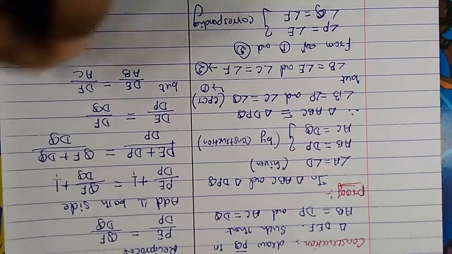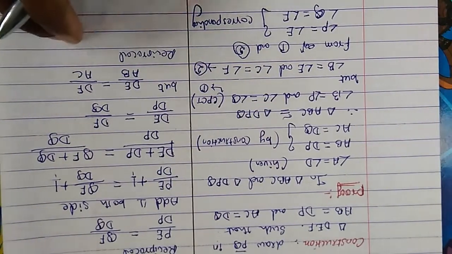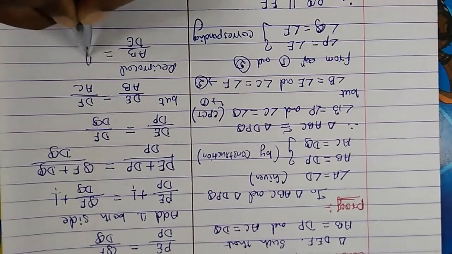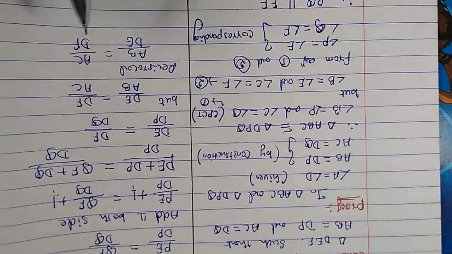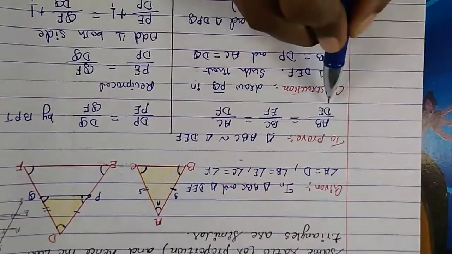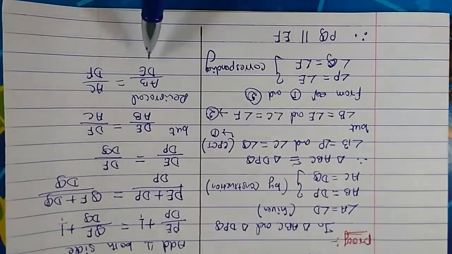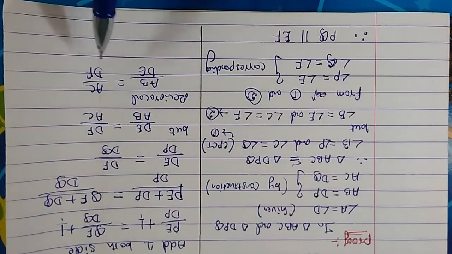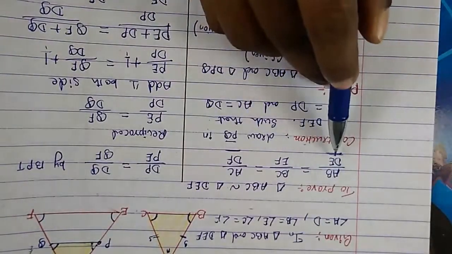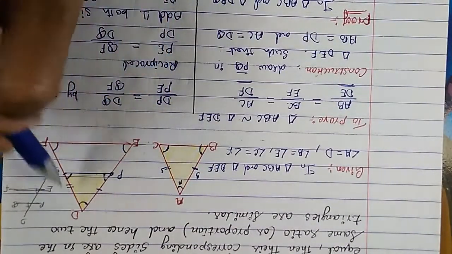If you write the reciprocal of this, if you are writing reciprocal, then AB will come up and DE will come down. AC will go up and DF will come. So this is what we have to prove here. See, AB upon DE, AC upon DF. So these two sides we have proved that ratios are equal, that is AB upon DE and AC upon DF we have proved.